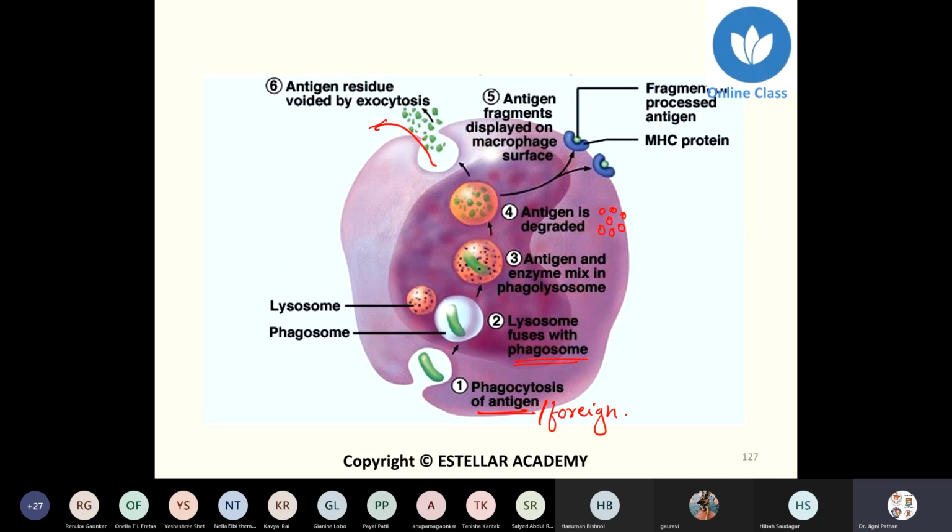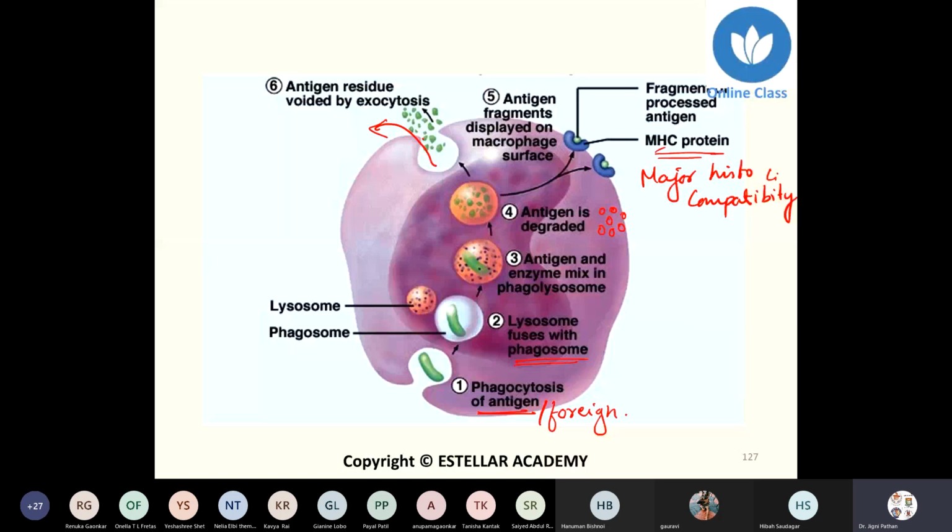How do the neutrophils work? With the help of lysosomes, the phagosomes mix to form phagolysosomes. They degrade the antigen. And now, what is this MHC? MHC is major histocompatibility complex. What does it mean?